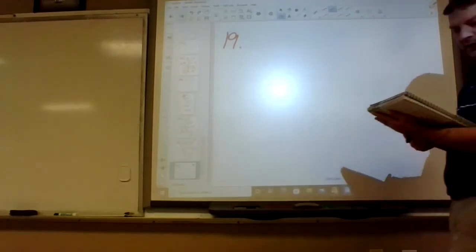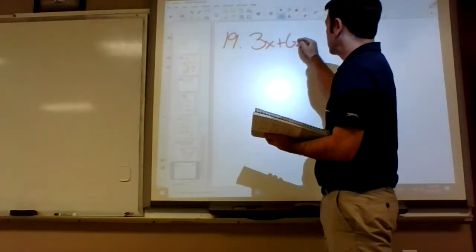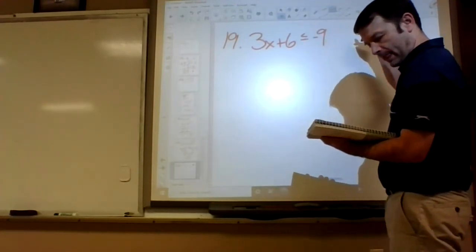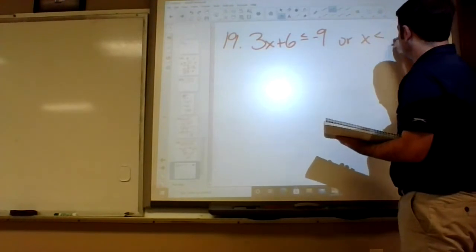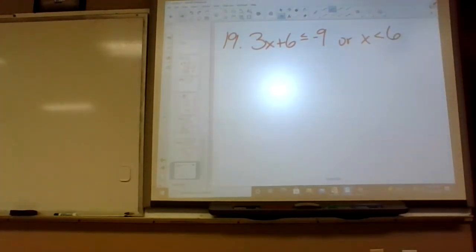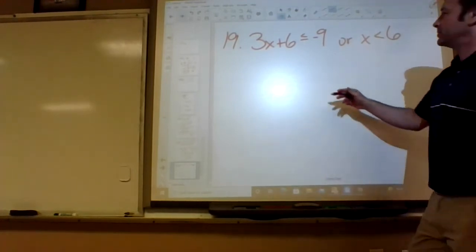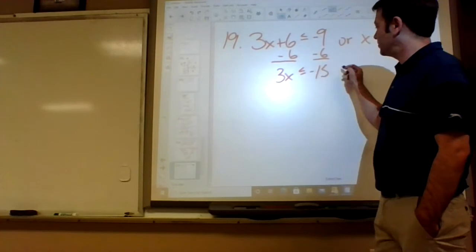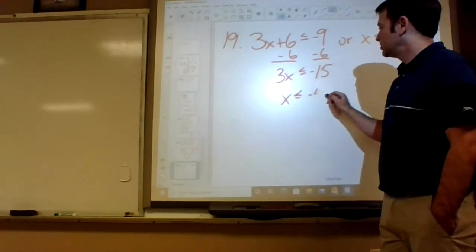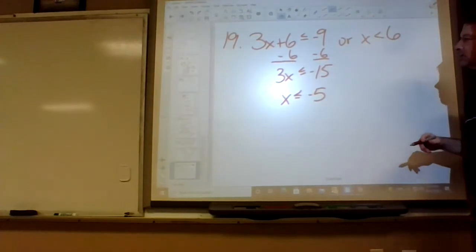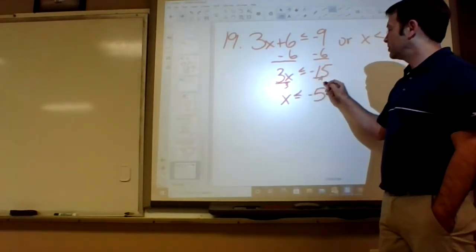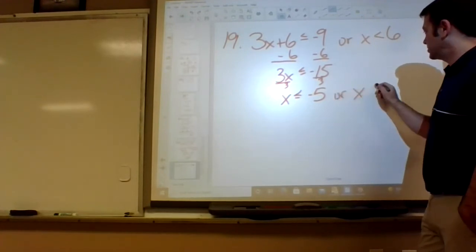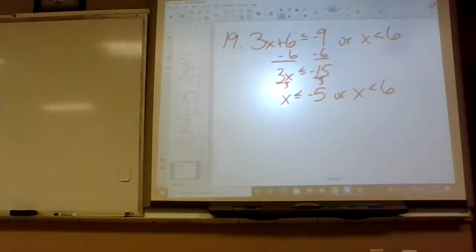x plus 6 is less than or equal to -9, or x is less than 6. That's not going to be too hard. Alright, so the left one only needs some work. So what's -9 minus 6? -15 divided by 3. Do I need to switch the inequality? No. Divide by 3, divide by 3. Okay, and this other one doesn't really do anything, right? It's already simplified.